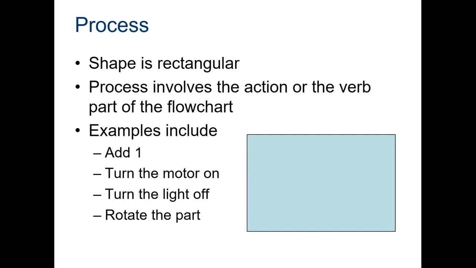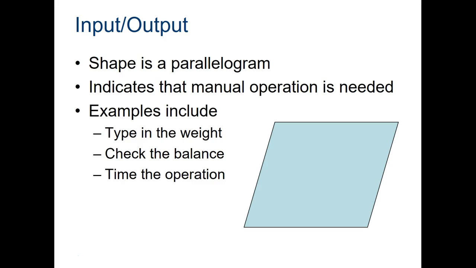The rectangle is a process, and this would be like a verb. It's going to do something. So it's going to, for instance, turn something off, turn something on, it could cause some motion, it could perform a calculation, something like that. So it's where you have an input that's being changed somehow. It's like a verb.